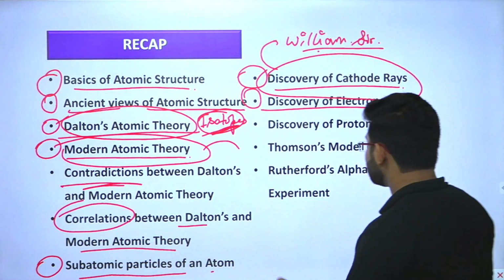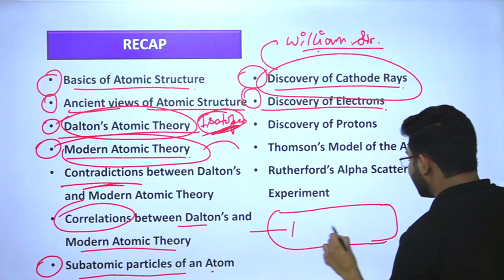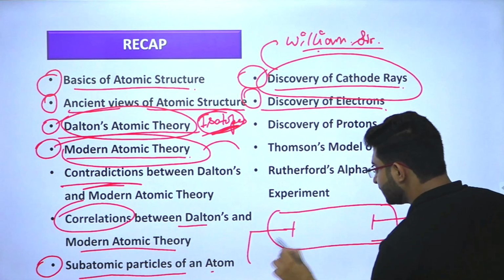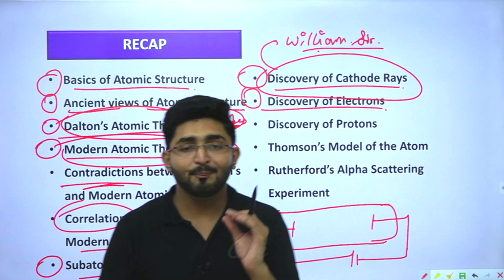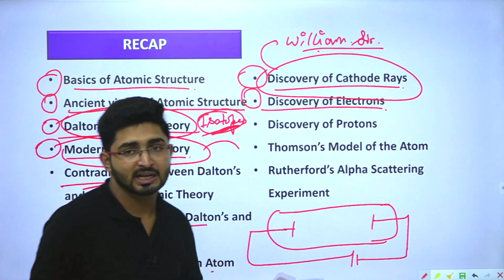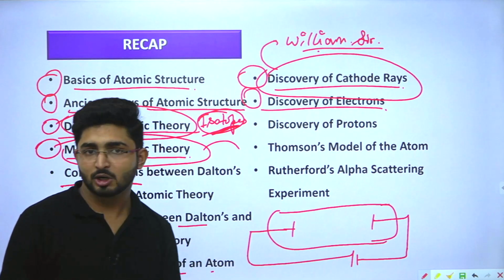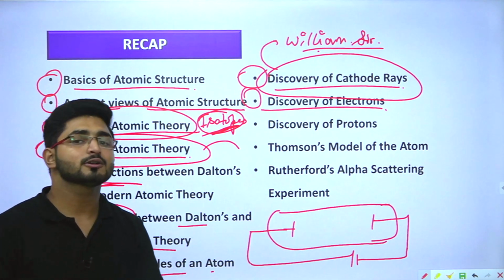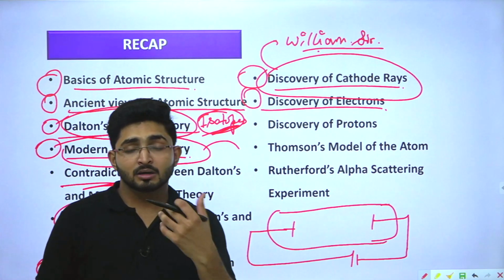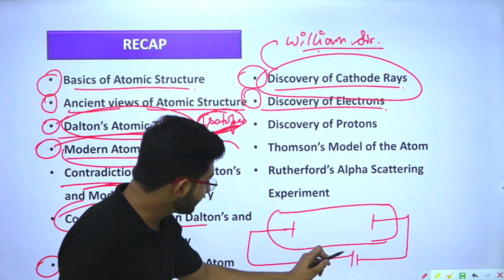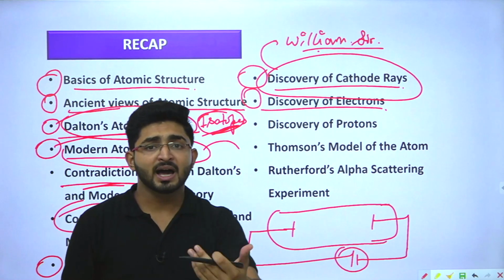We have studied that there was a discharge tube taken by William Crookes, okay, and he did what? He just removed the air from it, and then he applied two electrodes on the both ends. The electrode that was connected to the negative end was called as cathode, and the electrode that was connected to the positive end, that was called as anode. Okay, and he saw that when he applied the voltage, in the discharge tube, he saw what? He saw a green glow behind the anode.